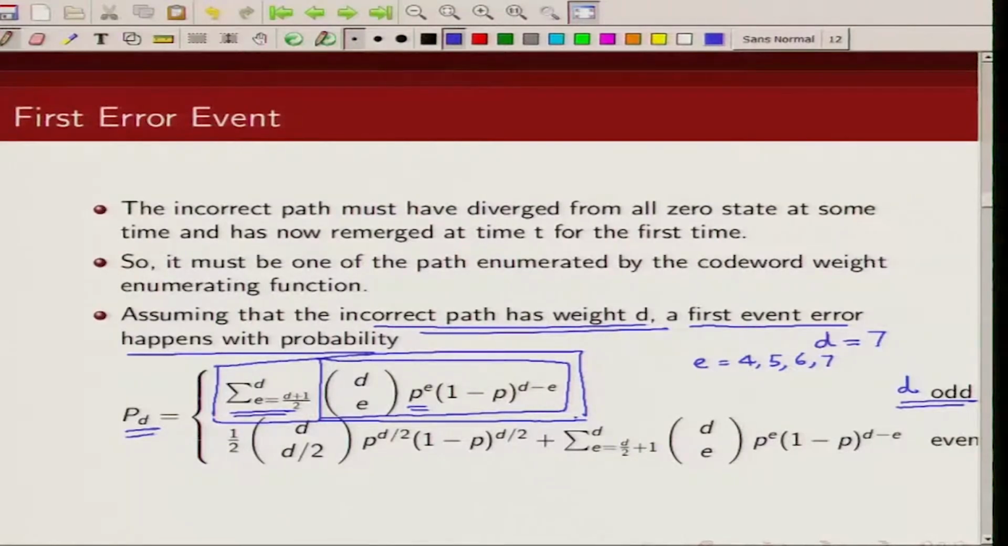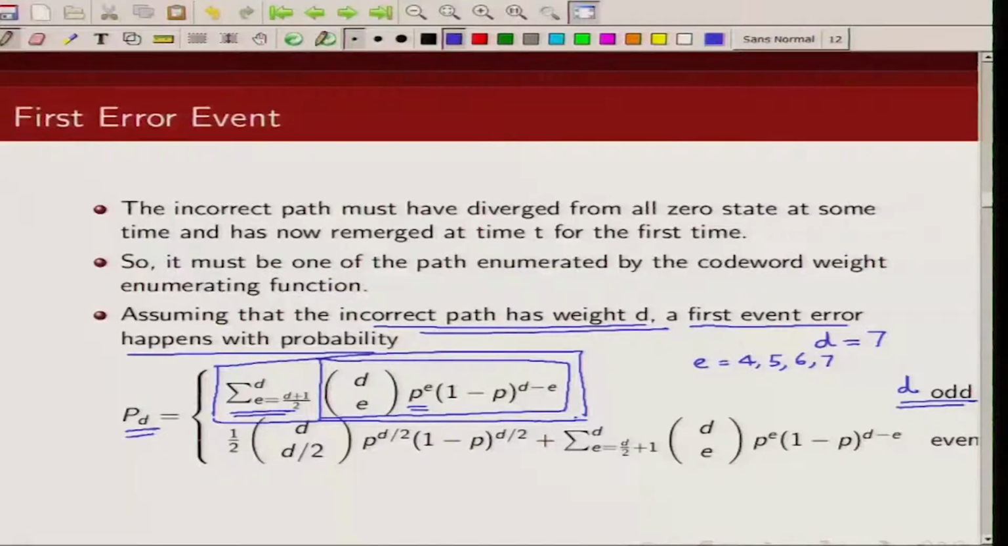Again, we will make a decision in favor of the incorrect path if our received sequence is closer to the incorrect path, and we know the maximum likelihood rule for a binary symmetric channel. We choose a code word such that the Hamming distance between the received word and this chosen code word is minimized. So, if there are 4 or more errors, for the case when the incorrect path has weight 7, then you are going to choose this incorrect path.